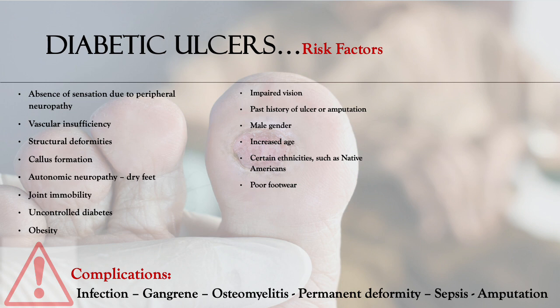Risk factors for diabetic ulcers include absence of sensation due to peripheral neuropathy, vascular insufficiency, structural deformities, callus formation, autonomic neuropathy, joint immobility, uncontrolled diabetes, obesity, impaired vision, past history of ulcer or amputation, male gender, increased age, certain ethnicities such as Native Americans, and poor footwear. Complications include infection, gangrene, osteomyelitis, permanent deformity, sepsis, and amputation.